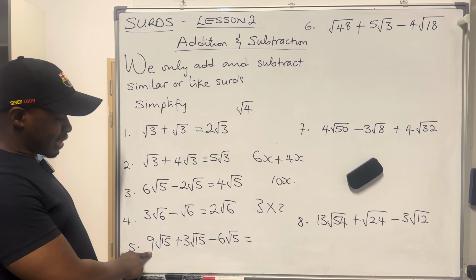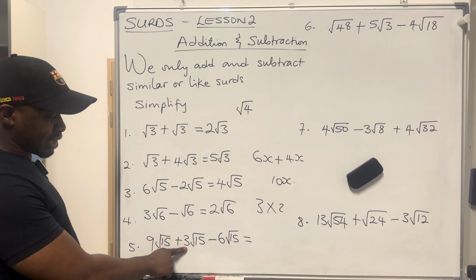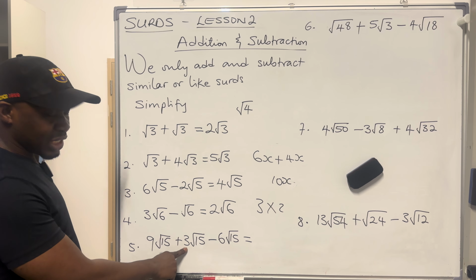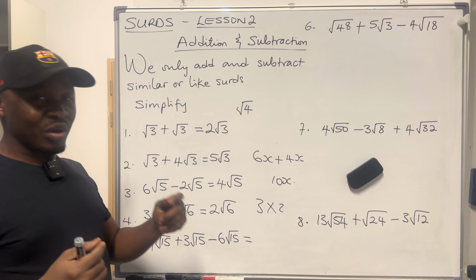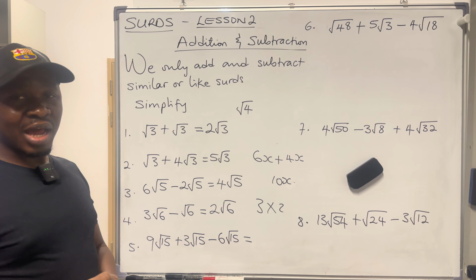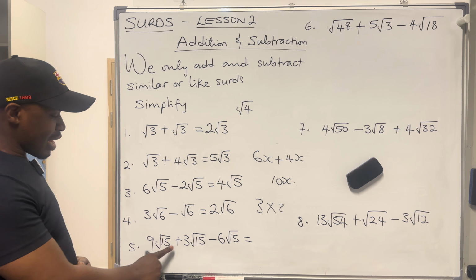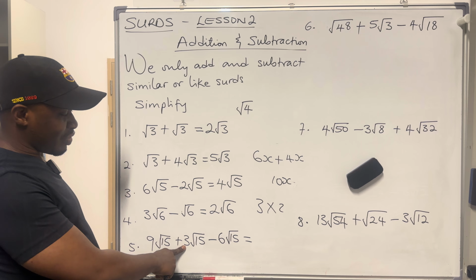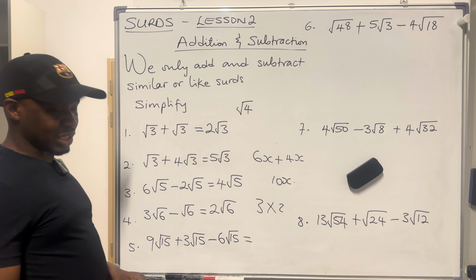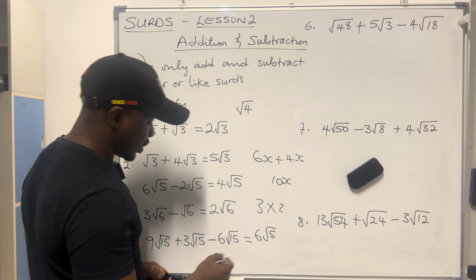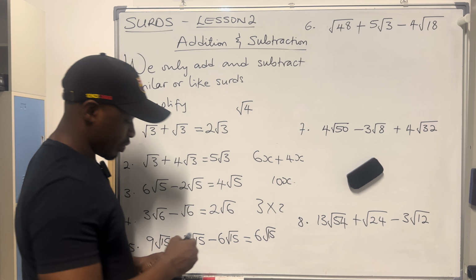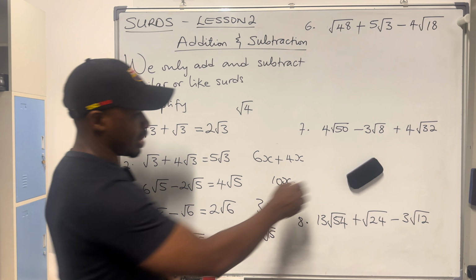So outside here is 9. Outside here is 3. 9 plus 3 is what? Is 12. 12 minus 6. Only what is outside you add or you subtract. 9 plus 3 is what? Is 12. 12 minus 6 is what? Is 6. So we say 6 root 15. I hope it is clear.